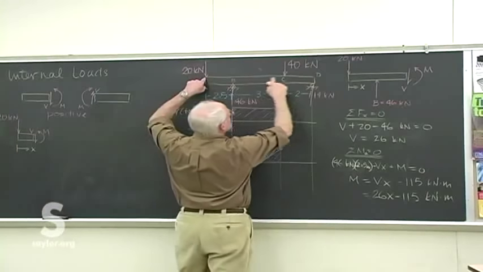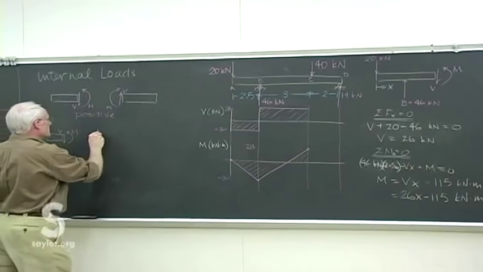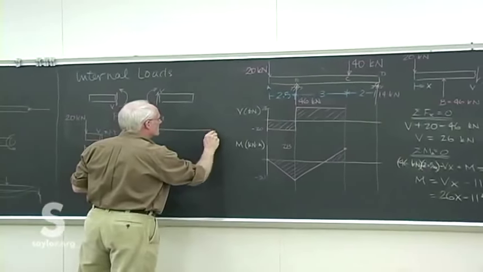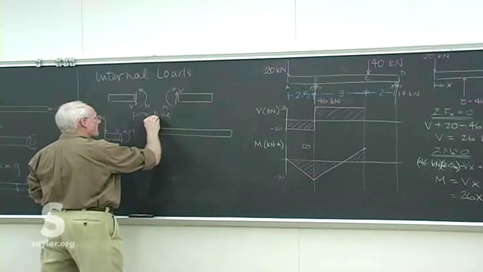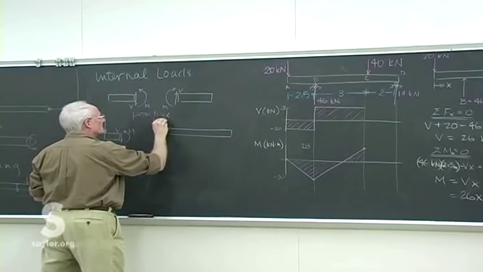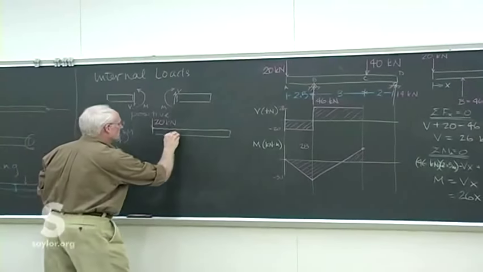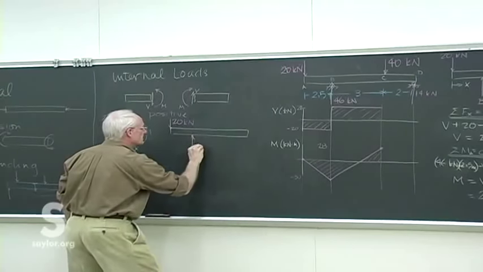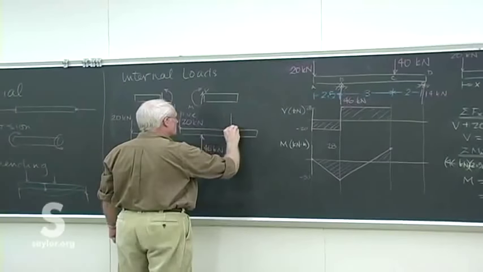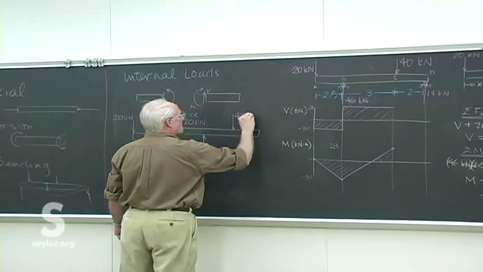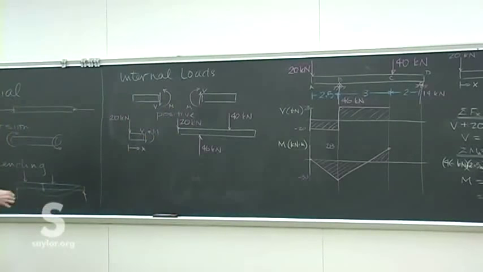And then the last piece, from C to D. Remember, we have to do this every time there's a change in the load in some way. So we have that there. We have B here, which is 46 kilonewtons up. We now have the 40 kilonewtons down at C. And now our cut is somewhere between C and D.